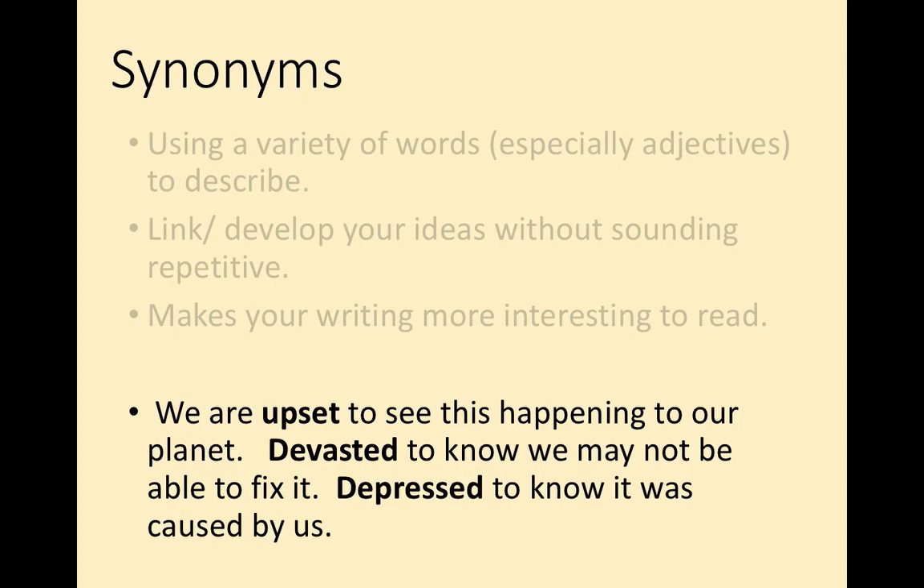Here is an example, a couple of sentences here using synonyms. So we are upset to see this happening to our planet, devastated to know we may not be able to fix it, depressed to know it was caused by us. So these sentences are about global warming or climate change, and we can see that 3 different adjectives have been used to describe how we're feeling about climate change: upset, devastated, and depressed. So rather than using the adjective upset 3 times, the person who wrote this has varied their use of adjective here.